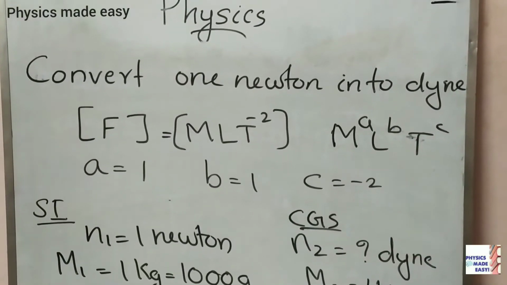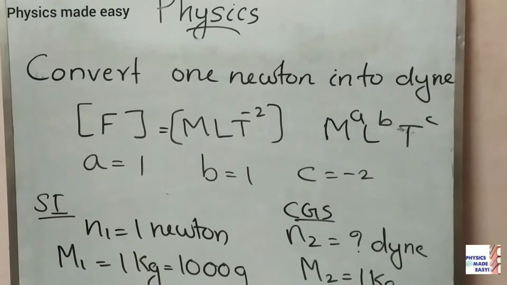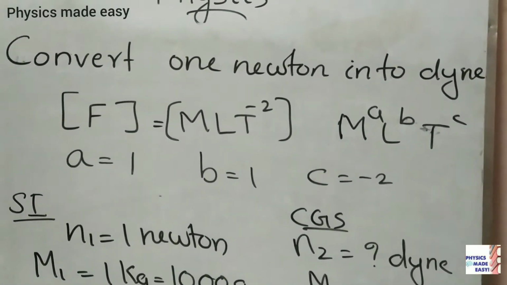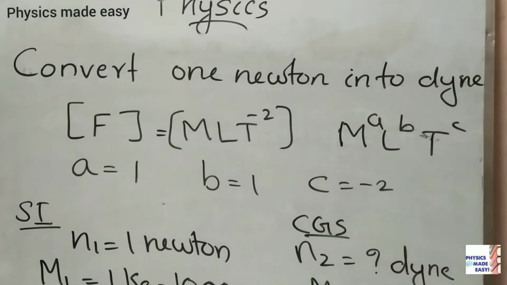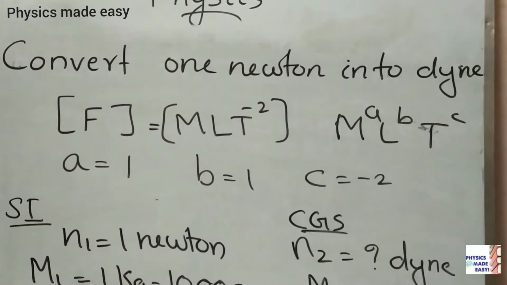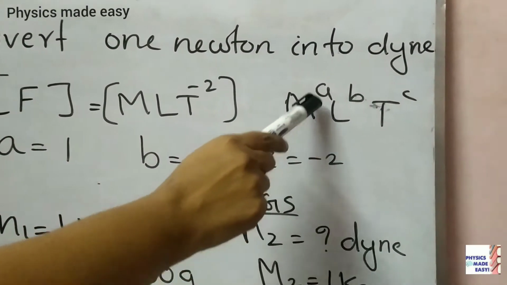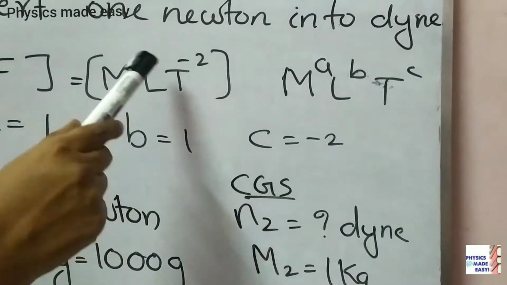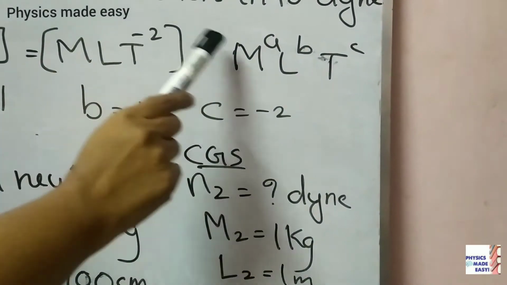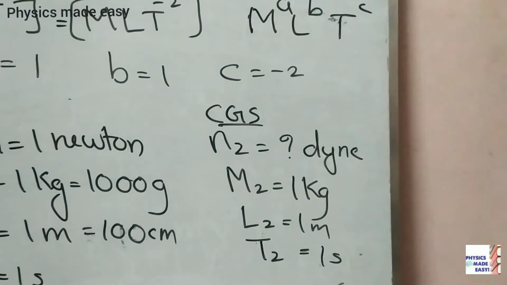Now we can convert 1 Newton into dyne. Here you can see, this 1 Newton, you know, is the unit of force in the SI system, and dyne is the CGS unit of force, that is, the unit of force under the centimeter, gram, second system. So the dimensional equation for force is M L T raised to minus 2, that we can compare with M raised to a, L raised to b, T raised to c. Now we can compare these two. So a is equal to 1, b is equal to 1, and c is equal to minus 2.